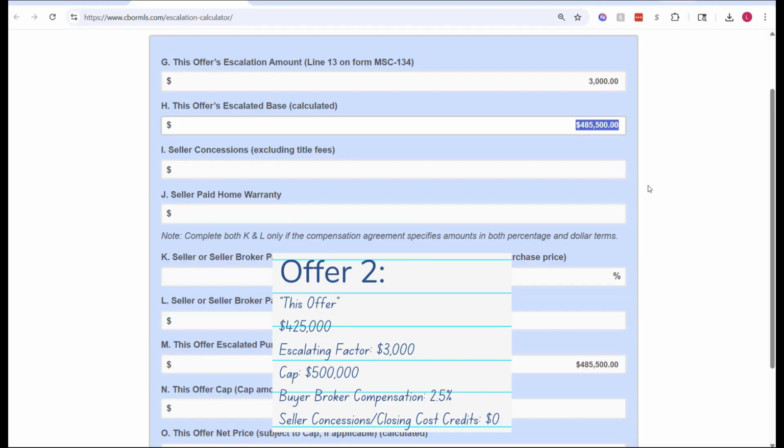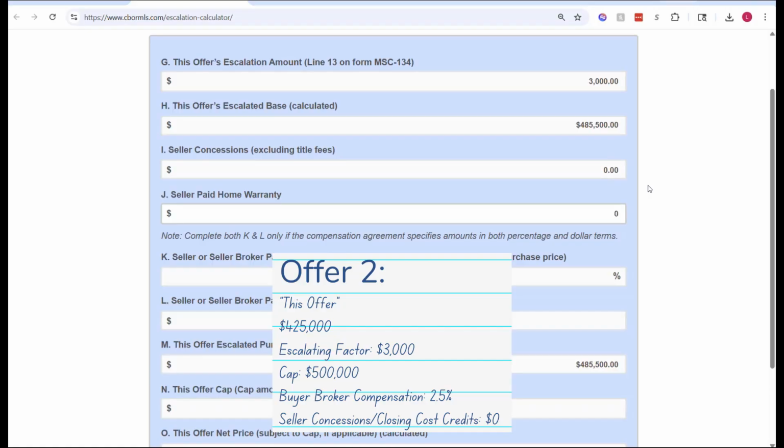Enter any seller concessions being offered from this offer in box I. In this example, that would be 0. Next, enter the dollar amount of any seller paid home warranty being offered from this offer in box J. In this example, that would be 0.